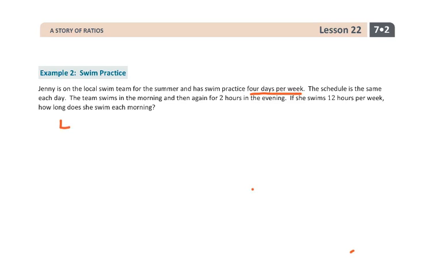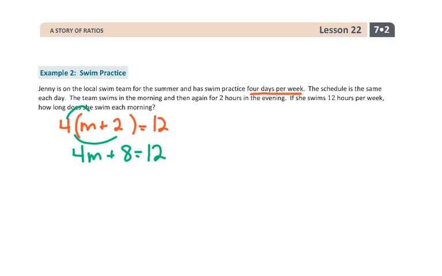So we know she swims 4 days, so it's 4 times whatever she does each day, and that would equal 12 hours for the whole week. So she swims in the morning plus 2 hours every evening. And because we have parentheses in here, and we're going to be multiplying by 4, it's a distributive property. So if we have 4 times m, it would be 4m plus 8 hours of swimming in the evening, and that equals 12 hours. So 4 times something plus 8 is going to equal 12.